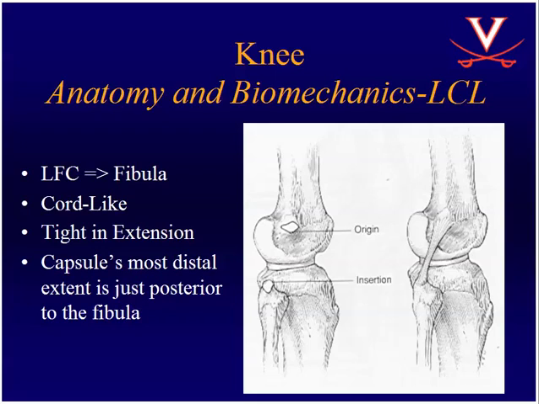The capsule on the lateral side, its most distal extent is just posterior to the fibula, and that showed up on some questions. So again, that question about putting the pins across the knee, you want to go at least 1.8 to 2 centimeters below the joint line to avoid getting into the joint. Otherwise, you risk infection.